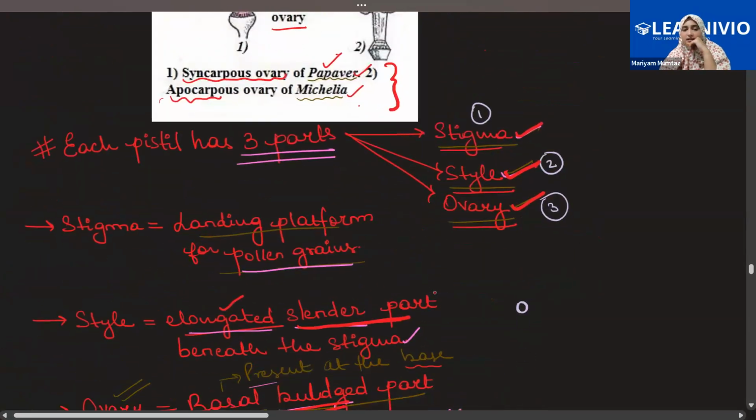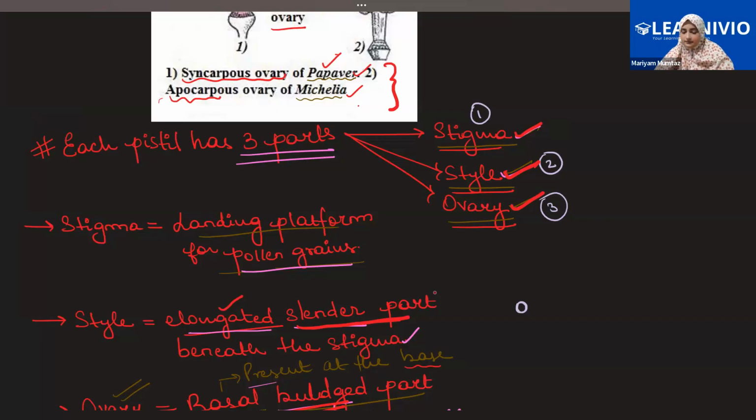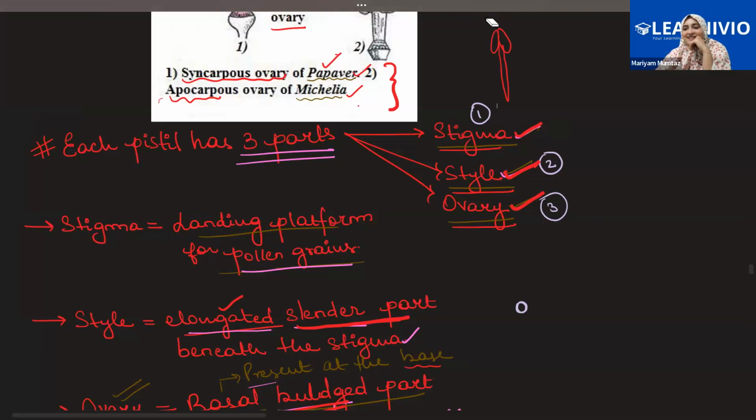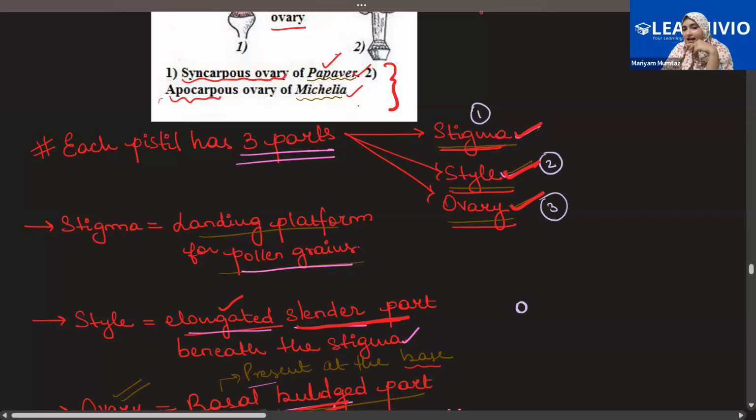Now, talking about the pistil, just like how many parts did the stamen have? The stamen had two parts. What were they? I'll draw it. Yes, filament and anther. Very good. Anther and filament are the parts of the stamen. Now, just like that, the pistil also has three parts, right? There is stigma, style, and ovary.